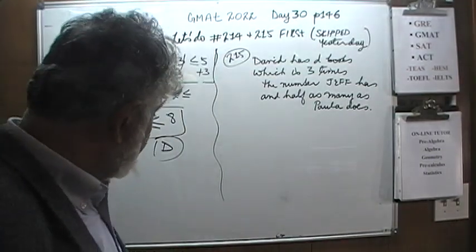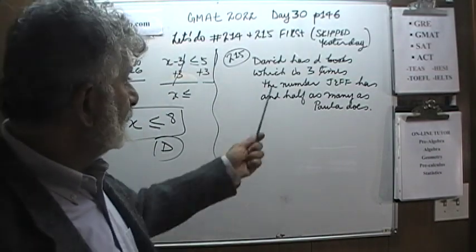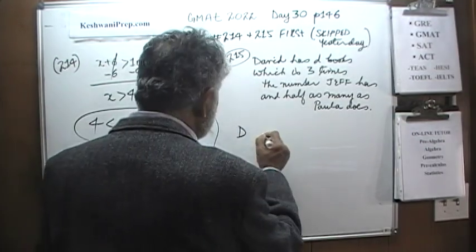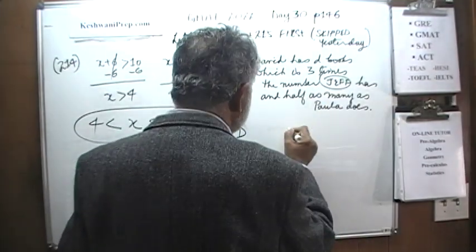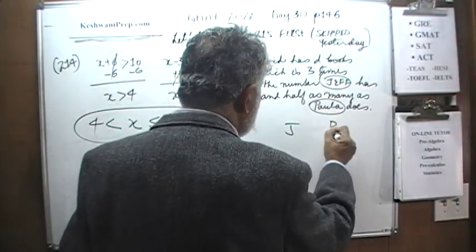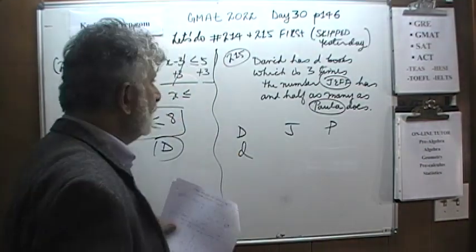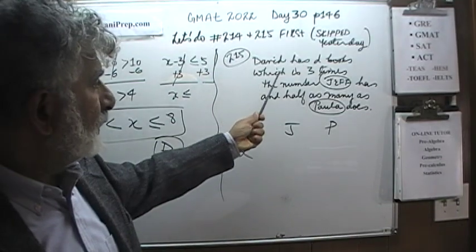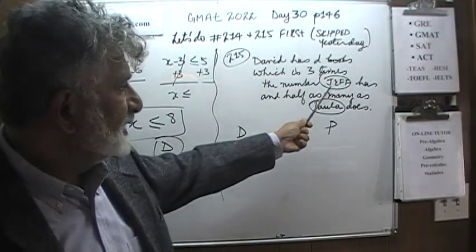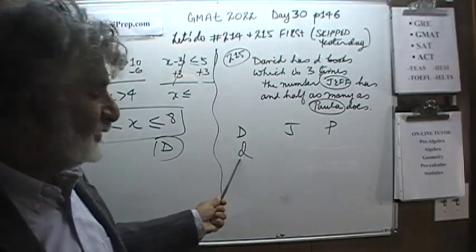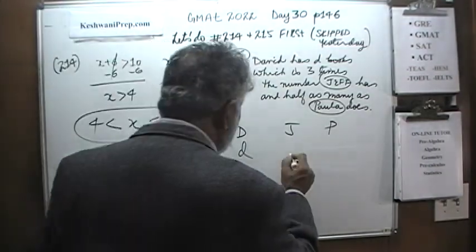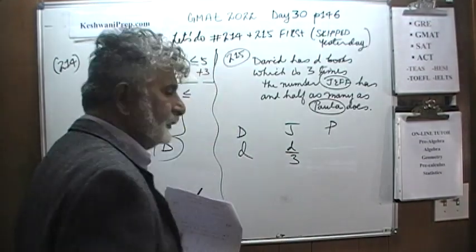The next one is an algebraic problem, but a very straightforward one. We are told that David has D books. We have three people, David, Jeff and Paula. David has D books, so that's straightforward. We are told the quantity of books that David has is 3 times the number that Jeff has. Well, if David has 3 times the number of books that Jeff has, and if David has D books, Jeff must have D over 3.